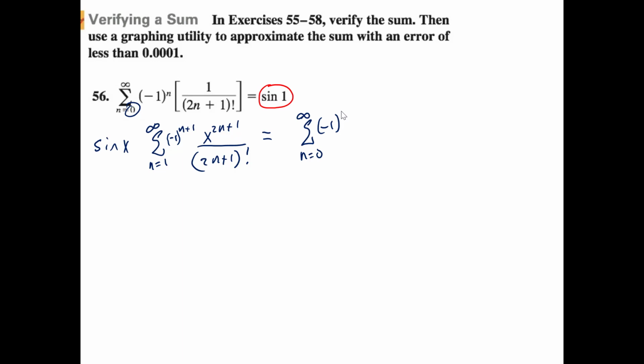This should just be -1 to the n, and then x to the, we still need it to be odd, so that we start with a power of 1, it's 2n minus 1, and on the bottom is going to be the same factorial, so 2n minus 1 factorial. And does that work?